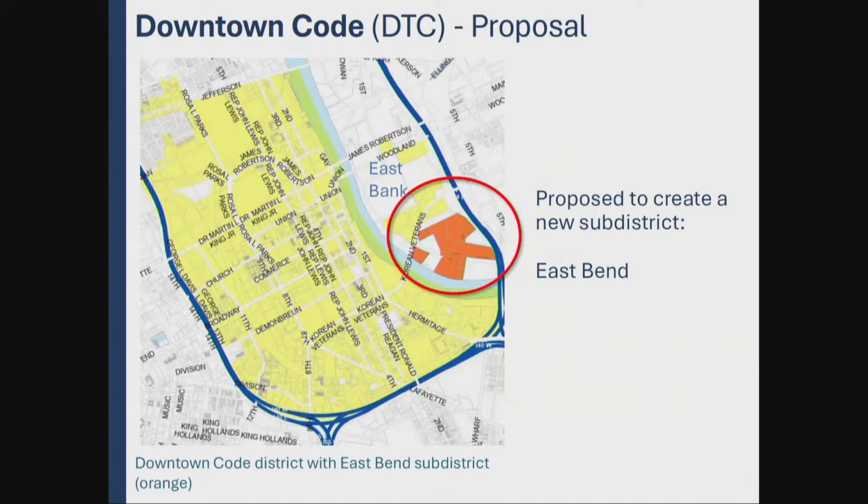The proposal that is currently working its way through Metro Council and which has already received a recommendation from the Metro Planning Commission is a proposal to create a new subdistrict called the East Bend Subdistrict. And that is indicated in the area in orange, circled with the red circle there. So this will be the second subdistrict that has been created in the East Bank. The first subdistrict was called the East Bank Subdistrict. And so this is the second subdistrict proposed for the East Bank area.